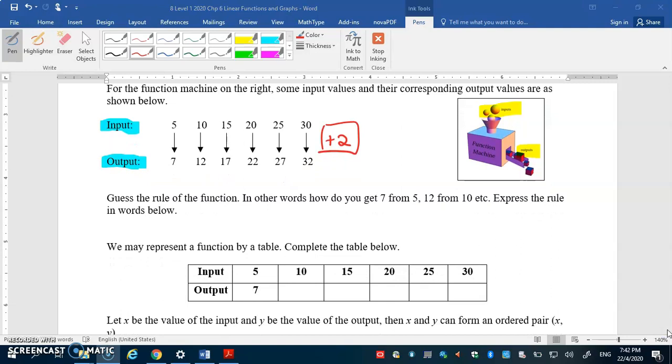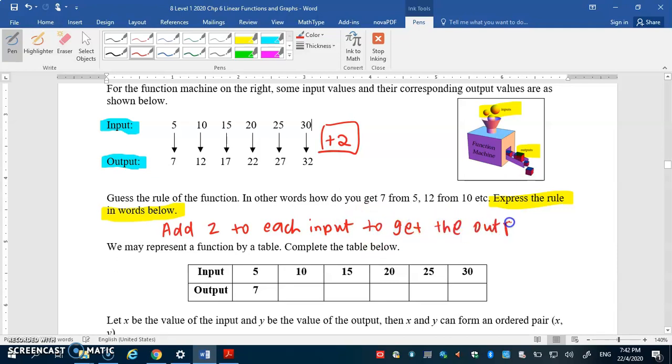So we're going to express the rule in words below, okay, for the above input and output. Basically, add 2 to each input to get the output. Okay, that's what's happening over here.